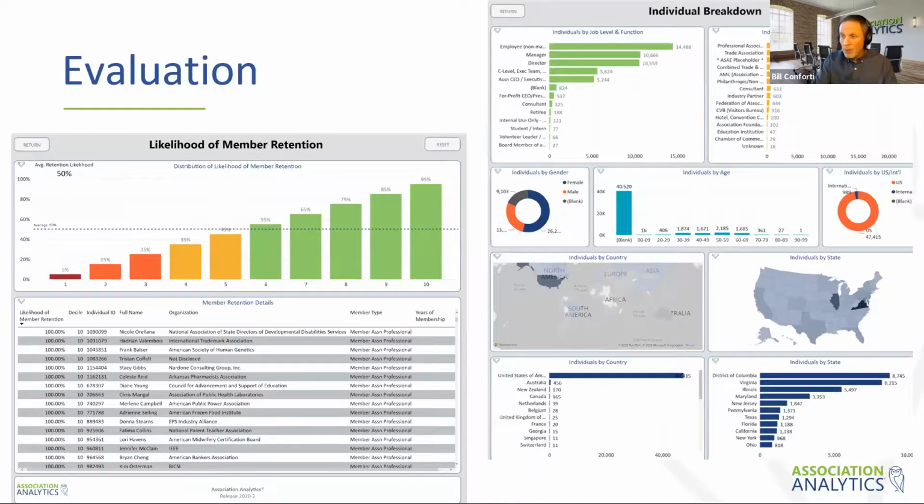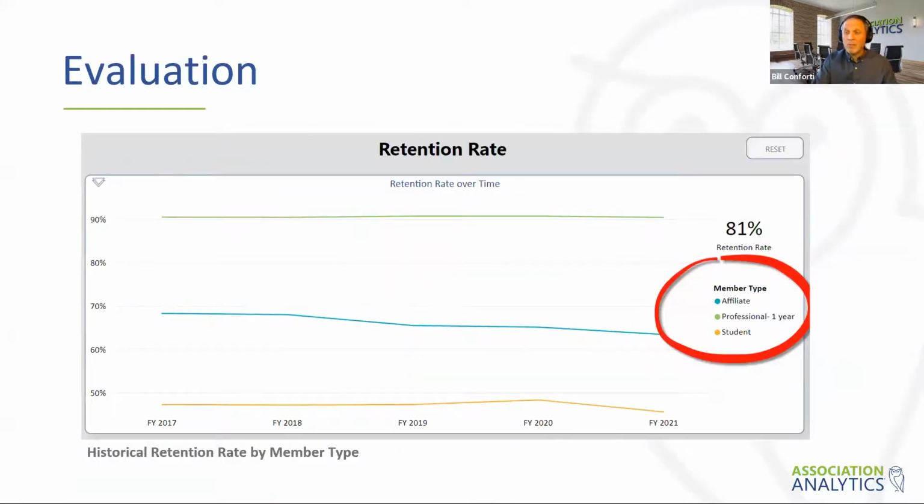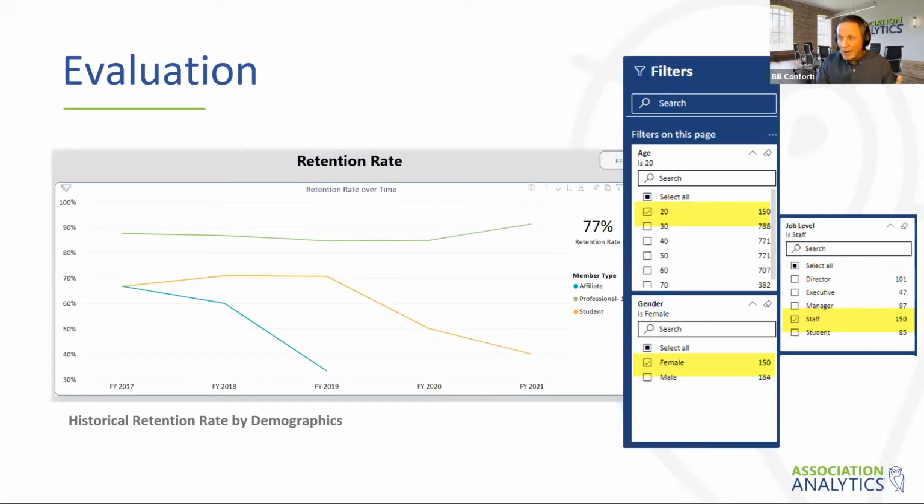Okay, so we might want to evaluate by things like member type, right? So retention rate by member type. That's something that we can compare to the results that our model predicts. We can look at by demographics, right? So in this case, we're choosing an age bucket, a gender, and a job level. Demographics might be different for your organization.